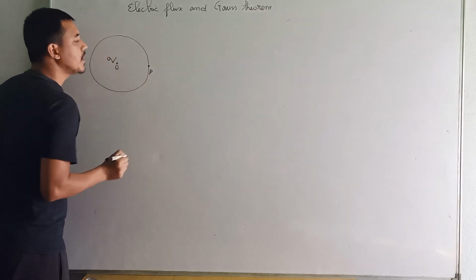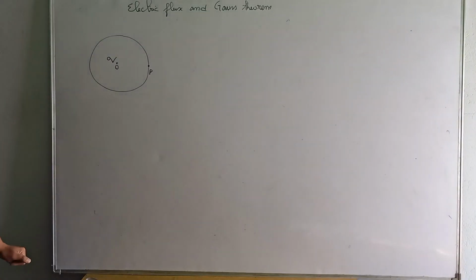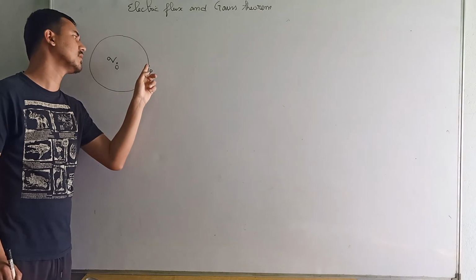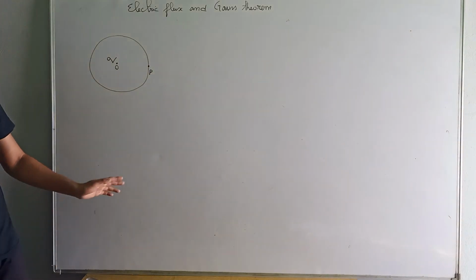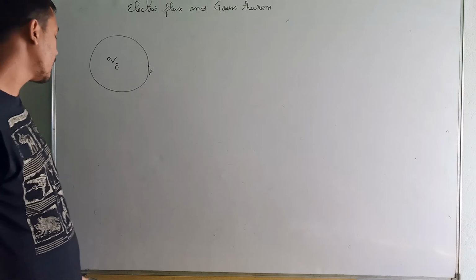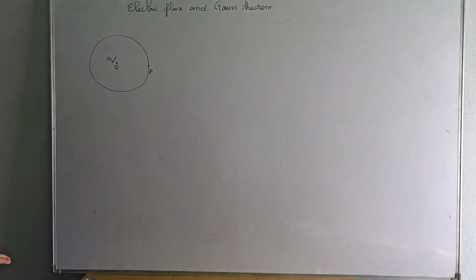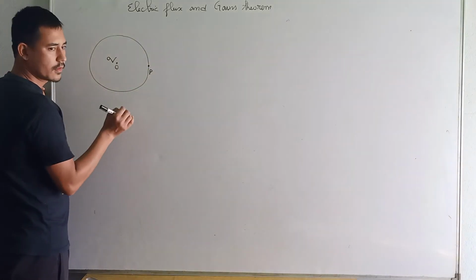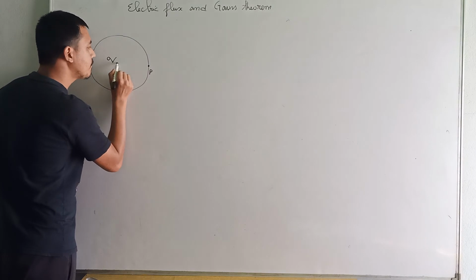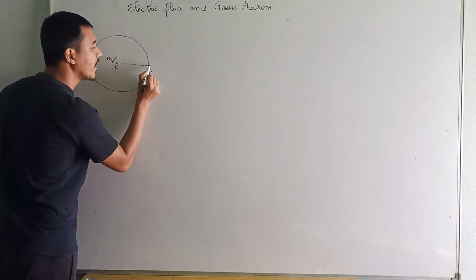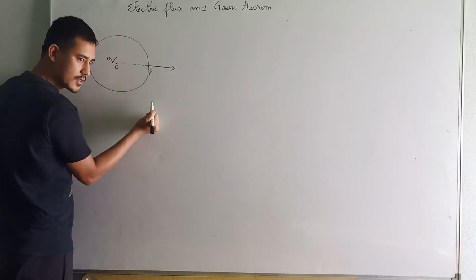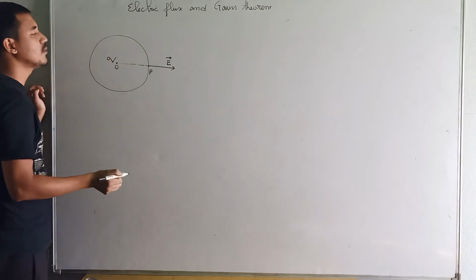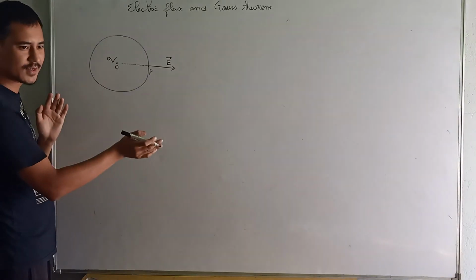Let P be a point on the surface of this sphere. Then what will be the direction of the electric field at this point P? The electric field at this point P will act radially outwards, since the electric field due to a positive charge acts radially outwards, right?